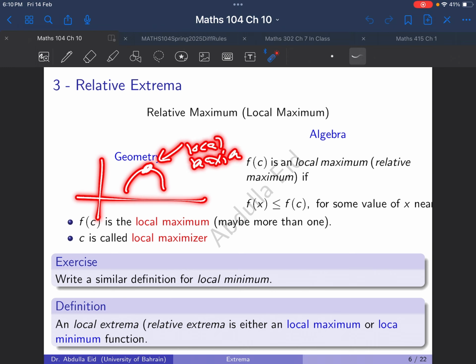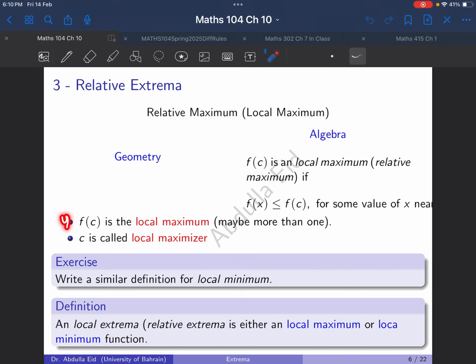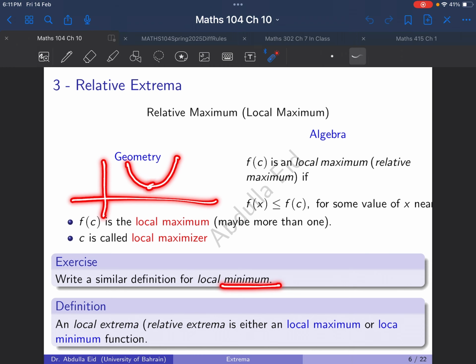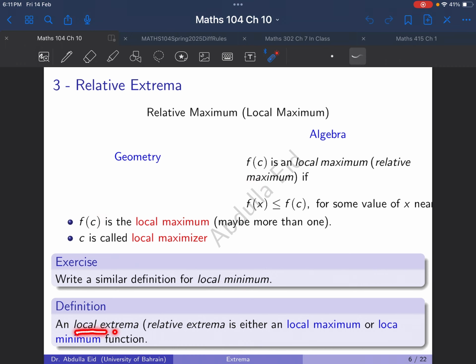Which means the function is at its highest, which means f of c is greater than f of x. Now, the y value is the local maximum, and the x value is the local maximizer that caused the maximum. We will see them in the examples, but this is what we call a local maximum. Same thing we can say about a local minimum. The function goes down and then up. Whatever we reach here is the minimum. And if it's either a maximum or a minimum, we call it a local extremum.